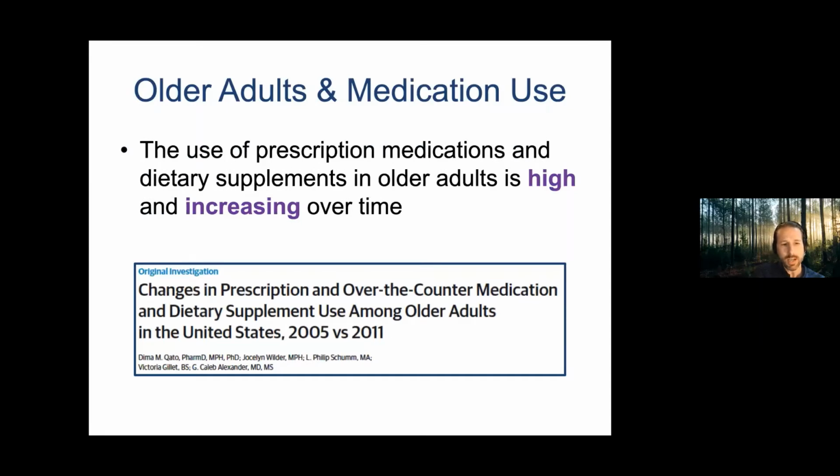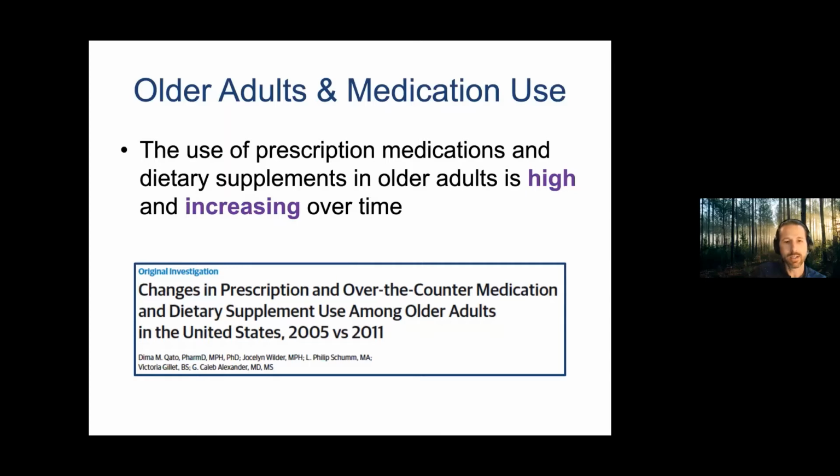So to start, this is not news to anyone in our audience, but it's helpful to orient to the issue using nationally representative data. In this paper in 2016, Cato and colleagues reported that the use of prescription medications and supplements in older adults is high and increasing over time. These data come from the National Social Life, Health, and Aging Project, which is a nationally representative in-home survey that uses kind of a gold standard approach of direct medication visualization to collect the med data.